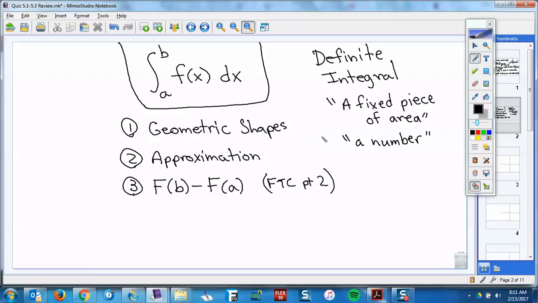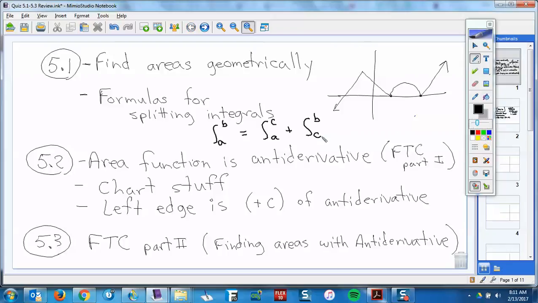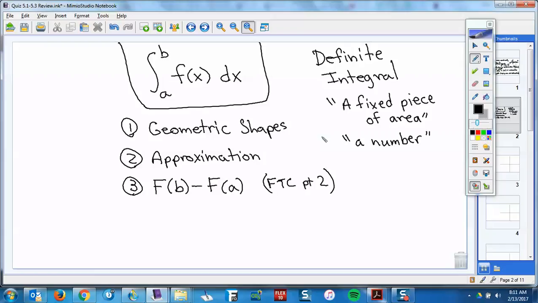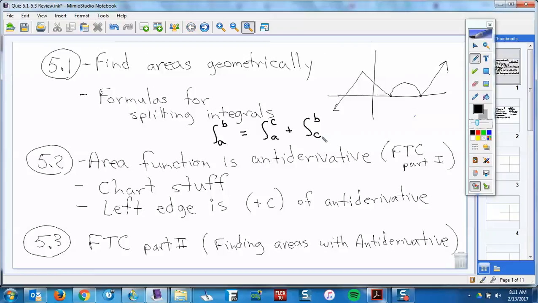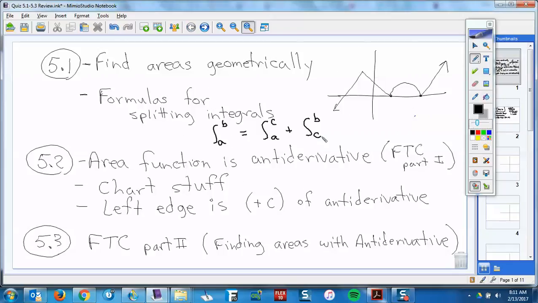So if it's not a geometric shape, you can probably expect on the quiz to be doing some of the fundamental theorem part 2, where we find areas with the antiderivative, right? So that's kind of a bookend here. We started off doing areas that were definite integrals, areas that were geometric shapes, okay? And then we ended with finding areas with the antiderivative, doing the fundamental theorem part 2. In between there, we had to get from an area down to an antiderivative, and that's where fundamental theorem part 1 came in, and that's where we did the whole thing with area functions and the chart stuff and the connection, all that cool stuff.